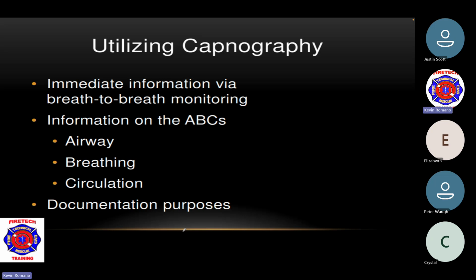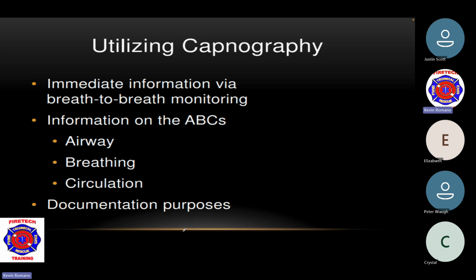So information on ABCs, airway, breathing, circulation, and it also helps with documentation purposes. Right? So here we are at the EMT level, the paramedic level, we're using advanced airways now, right? We're using SGAs and things like that. So supraglottic airways like Kings, iGels, LMAs, all these different supraglottic airways. And then for the paramedic level, we're using endotracheal intubation, right? This helps as a documentation purpose to show that our tube or our airway is in place.